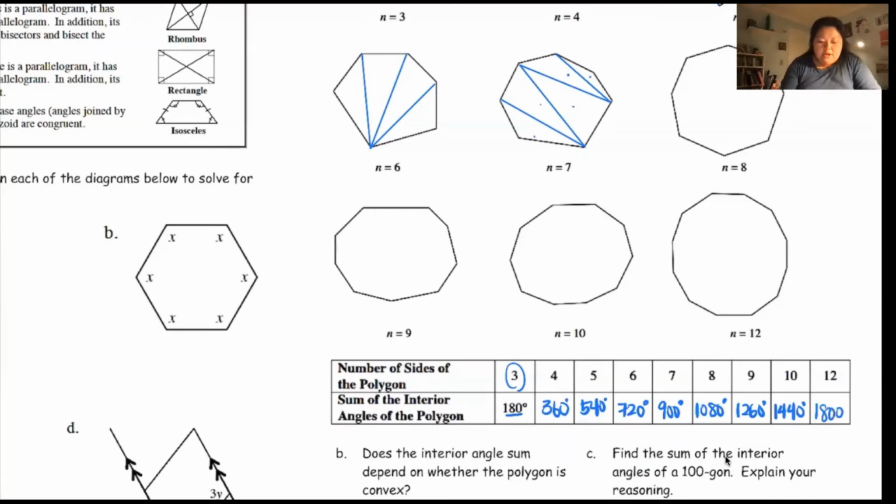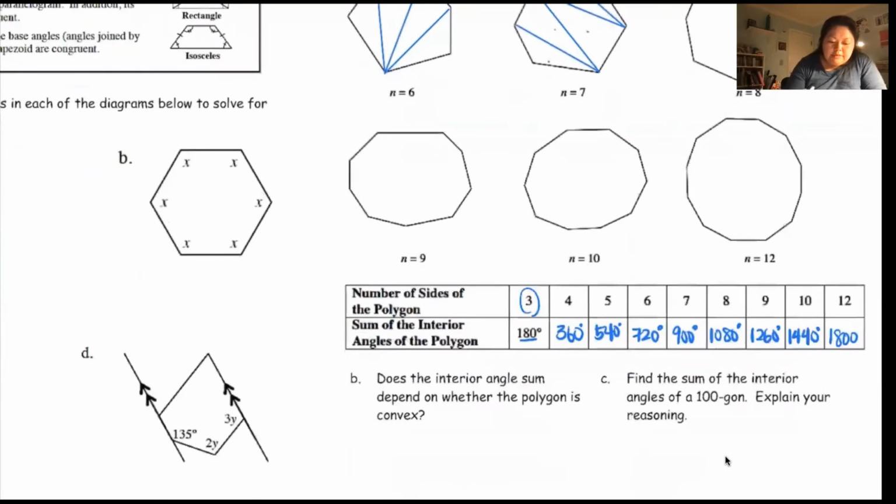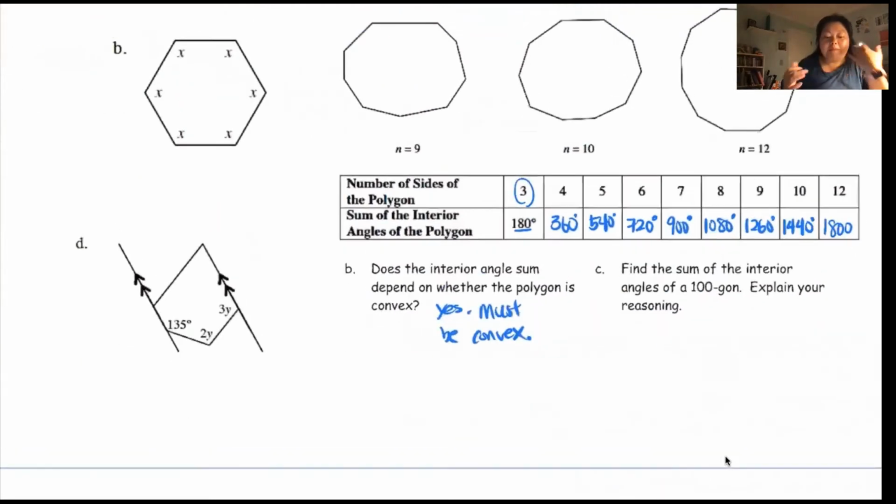Okay. So does the interior angle sum depend on whether the polygon is convex? And the answer is yes. If it's not a convex polygon, then the angle is going to change. So yes, it must be convex.